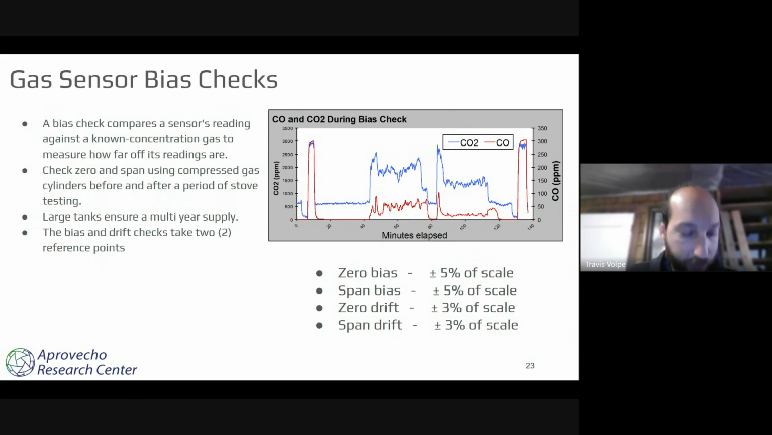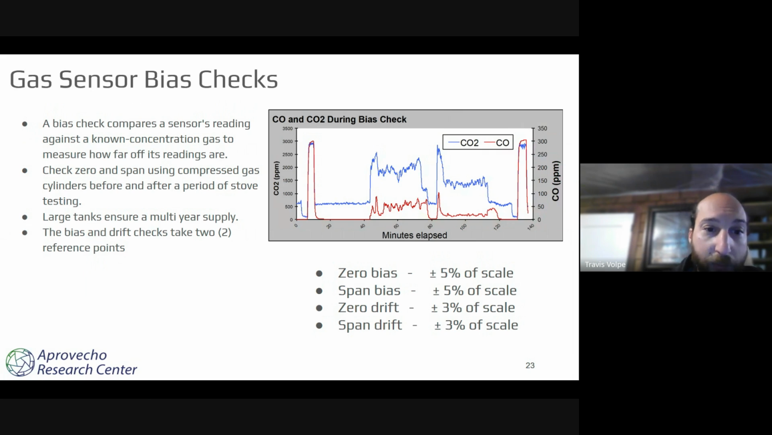I mentioned earlier that the gas sensors inside of the sensor box get calibrated and checked with a set of known calibration gases. And before and after an ISO test, bias checks and drift checks are also performed. So the bias check is comparing the sensor's reading against that known concentration gas to measure how far off the readings are. Hopefully not far. The standard says that bias needs to be plus or minus 5% of the scale, and drift within 3%.